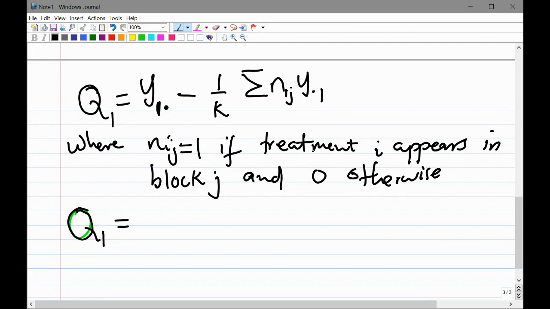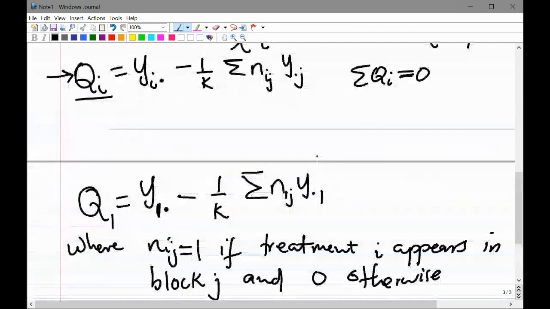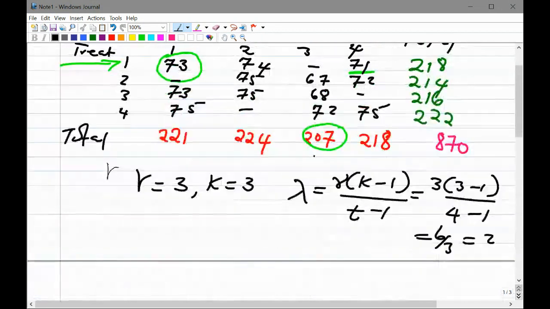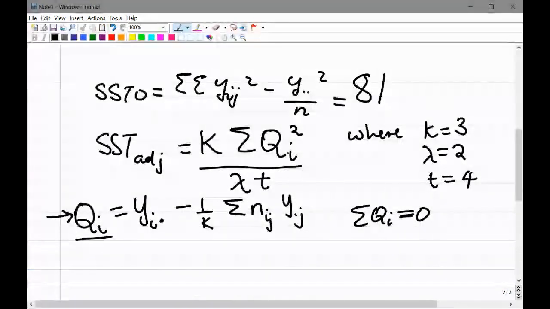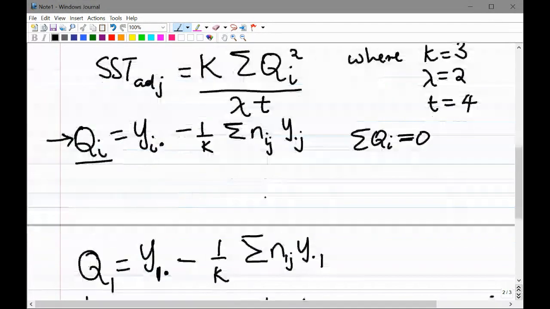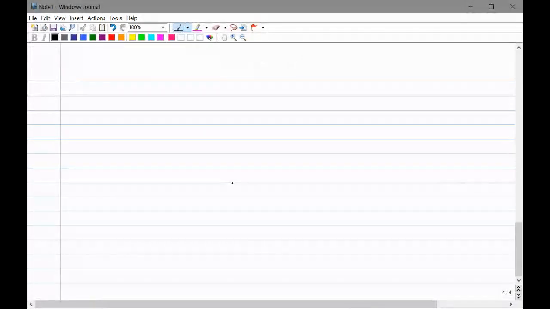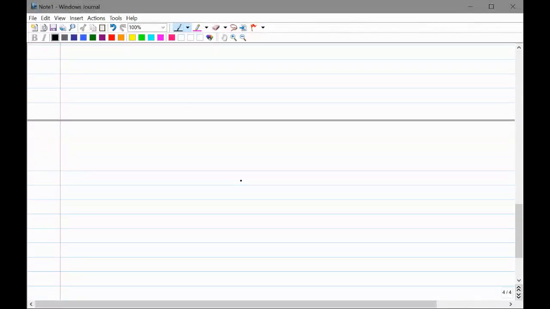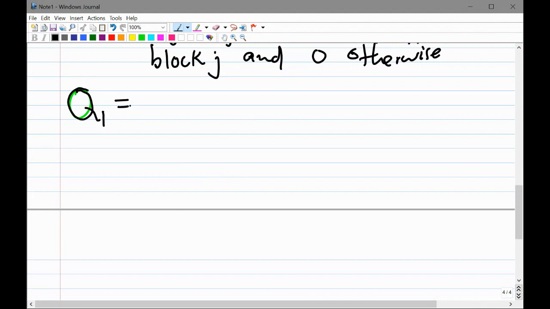Q1 is equal to, which color did I use to find Y? Oh, I used green. The total for the first Q is 218. Thank you, my brother. I used the green. Someone's mic is on. 218. Now minus 1 over K. What is our K? Our K, we agreed that is 3, right?